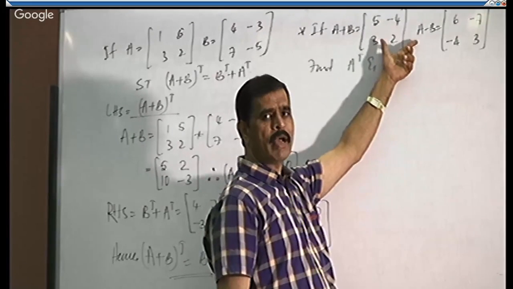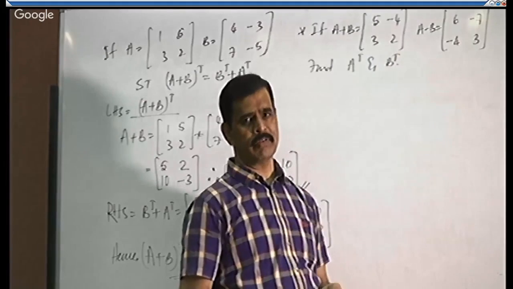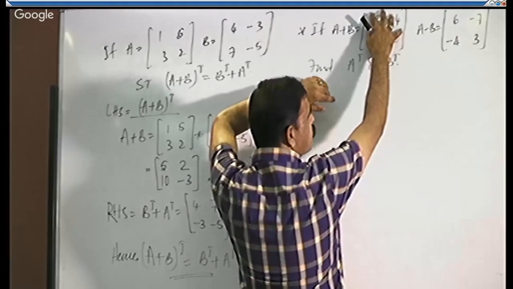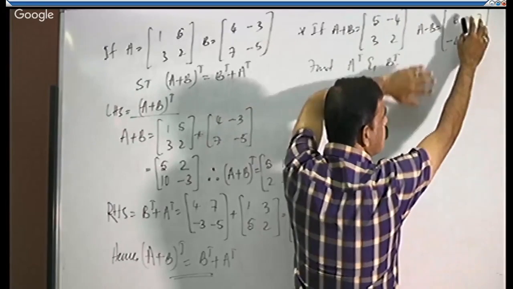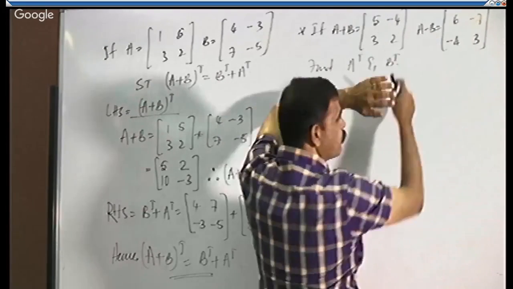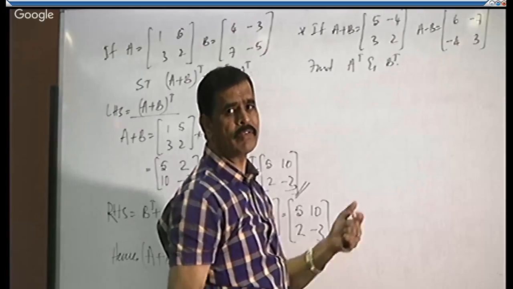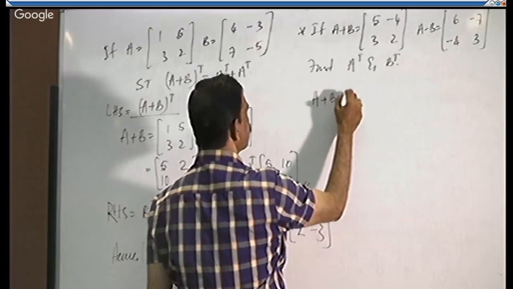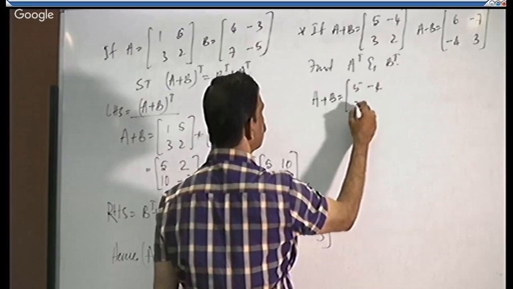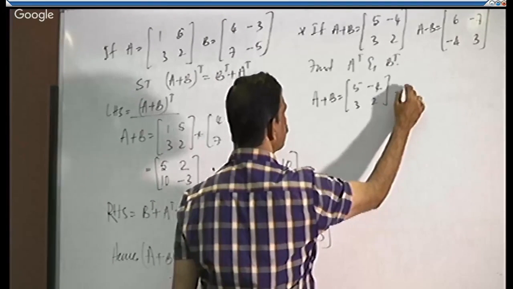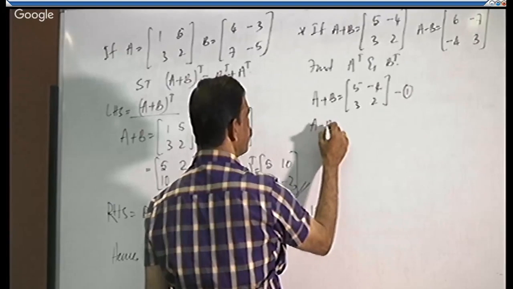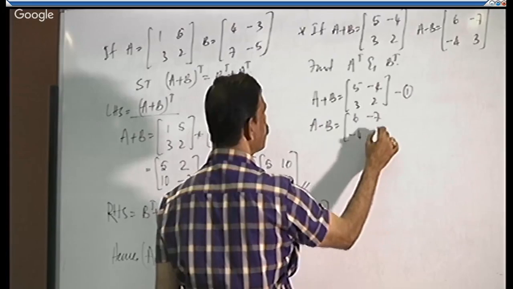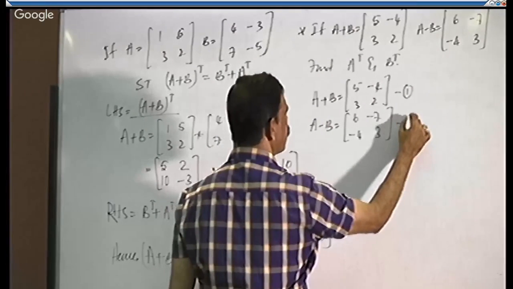Treat them as simultaneous equations. This is the first equation. A plus B is equal to constant. A minus B is equal to constant. Solve them as simultaneous equations. See, I write like this. A plus B is what? It is [5, -4; 3, 2]. First equation. Second equation is what? A minus B, which is equal to what? [6, -7; -4, 3]. This is the second equation.